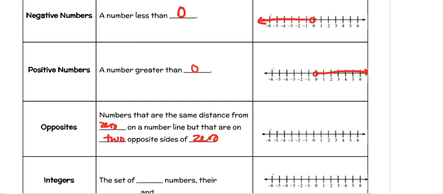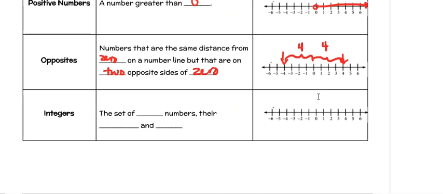So if you're looking at the number 4, what is the opposite of the number 4? That would be negative 4, because the distance from 0 to 4 is 4. The distance from negative 4 to 0 is 4. So that's why they're opposites, okay? 4 and negative 4.